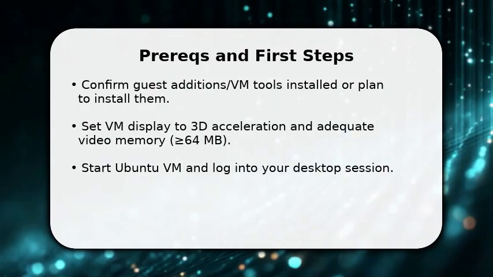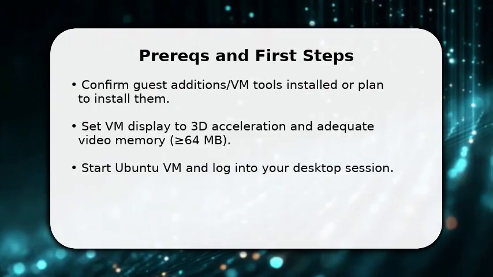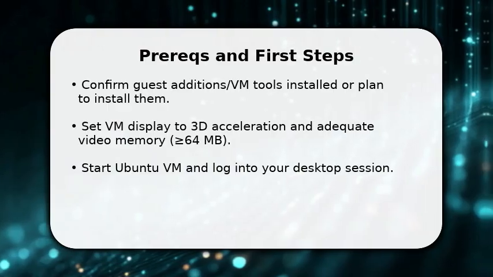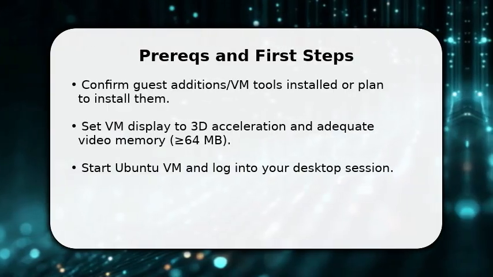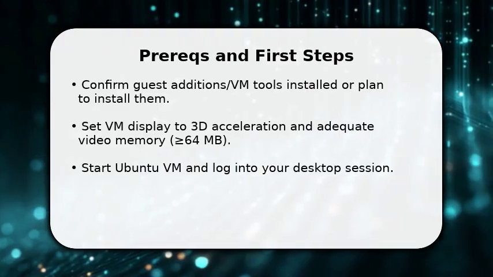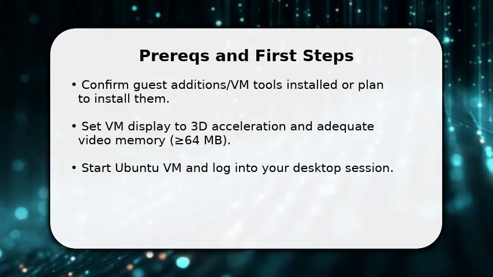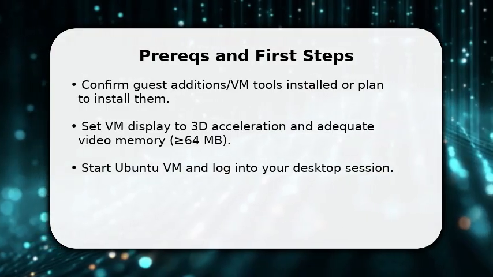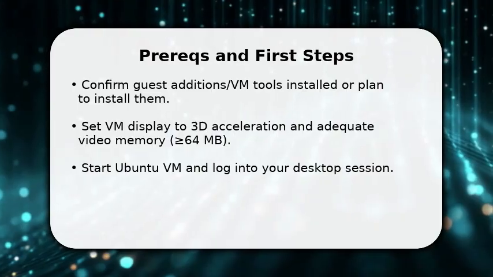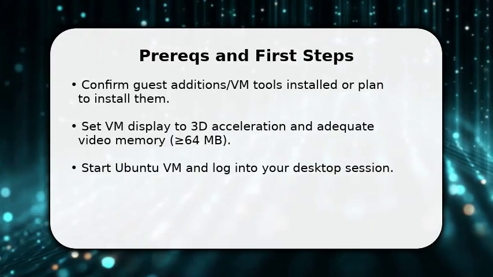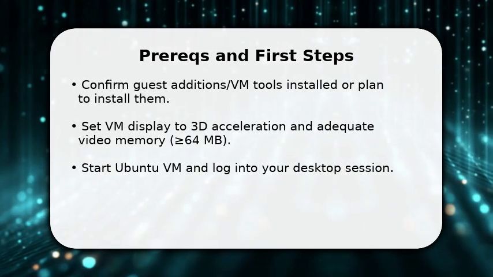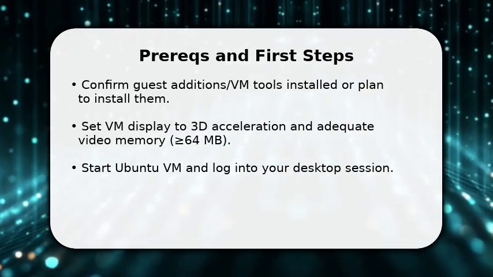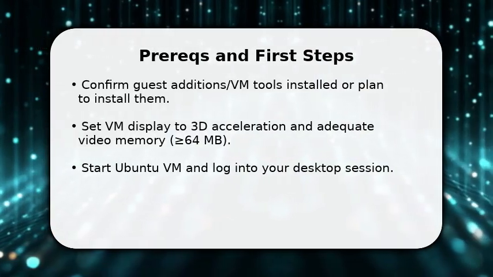You need the VM tools and enough video memory before proceeding. Start the VM and log in. This allows the desktop to accept resolution changes. Once done, enable 3D acceleration and set video memory to at least 64 MB in the VM settings so the guest editions can apply custom resolutions. Make sure the VM is powered off before changing those settings, otherwise, changes won't persist. These steps prepare Ubuntu to expand to full screen cleanly and avoid driver conflicts.